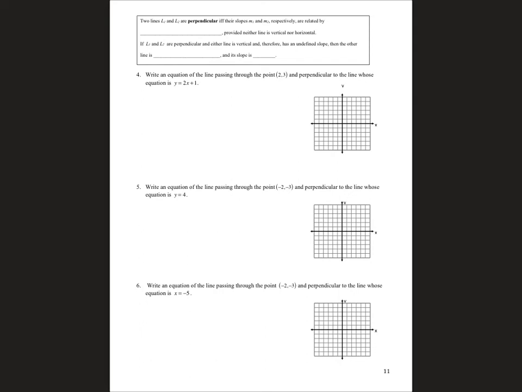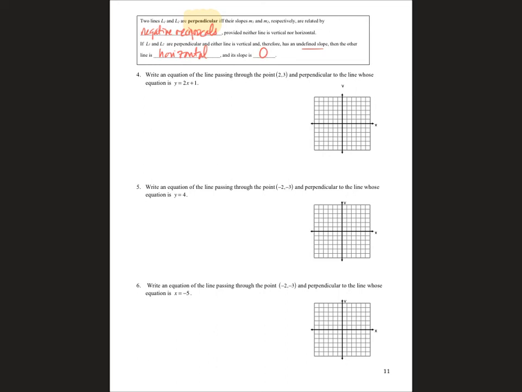What happens if I have two lines that are perpendicular? Two lines are perpendicular if, how are their slopes related? Do we remember? They are negative reciprocals, or opposite reciprocals. So if one line has an undefined slope, then the other one must be a horizontal line with 0 slope. So let's try a few of those.